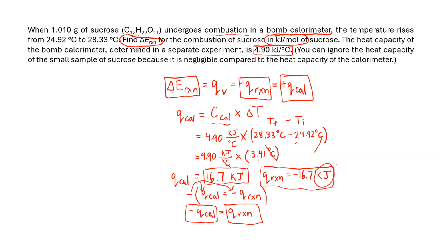Well, the problem told us how much sucrose reacted. They said that there was 1.010 grams of sucrose that reacted in this bomb calorimeter. And I know you guys know how to go from grams to moles, right? What do you need? The molar mass. They didn't give us the molar mass, but they told us the molecular formula. So you can get the molar mass, right?